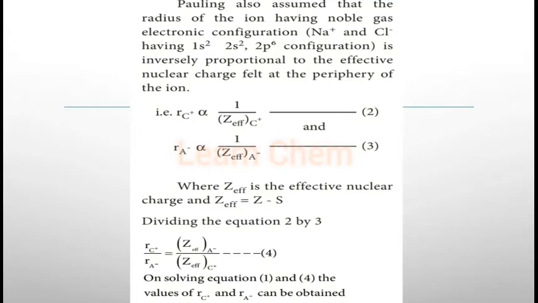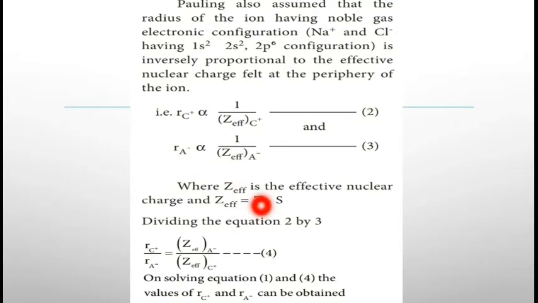So he chose this type of ions, and by using them he can calculate the ionic radius of the cations and anions. He proposed that the radius of an ion, cation or anion, is inversely proportional to the effective nuclear charge of the respective ions. That is, the radius of a cation is inversely proportional to the effective nuclear charge of the cation, or the radius of an anion is inversely proportional to the effective nuclear charge of the anion.